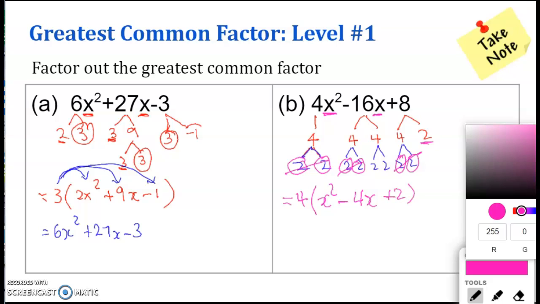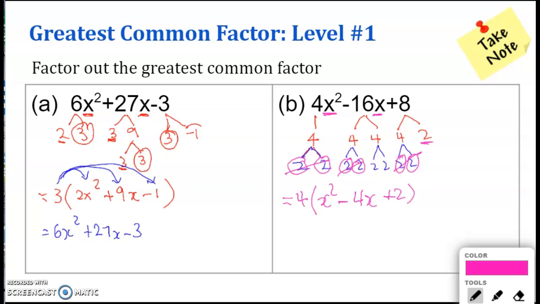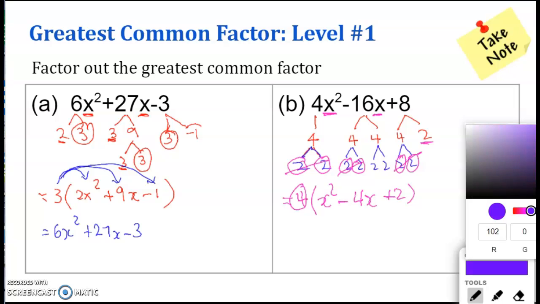And again, I can check to see if my answer is correct by doing the distributive method. Distributive method. 4 times x squared is 4x squared. 4 times negative 4x is negative 16x. 4 times plus 2 is plus 8. And that's what I started off with.